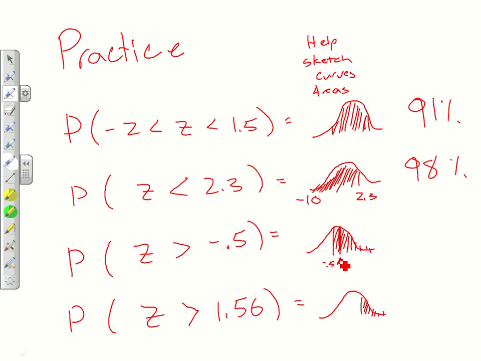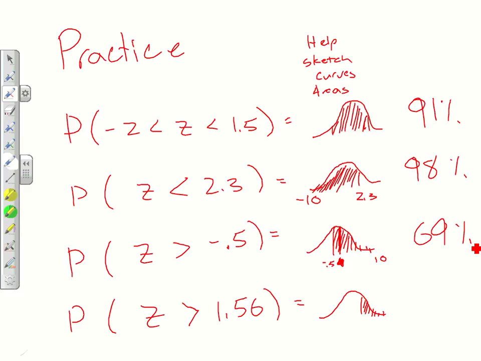Negative 0.5 is the low end. The upper end, which is all the way to the right, we'll say is 10. There you go, negative 0.5. What do we get, Mr. Englander? 69.15. Good. We'll just round to 69 and just call it, okay?